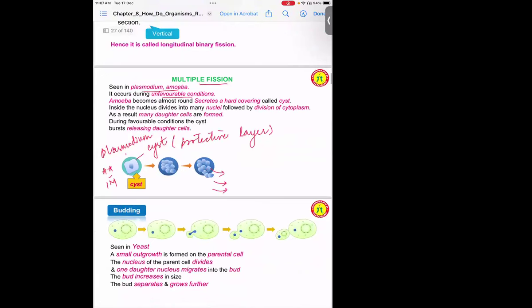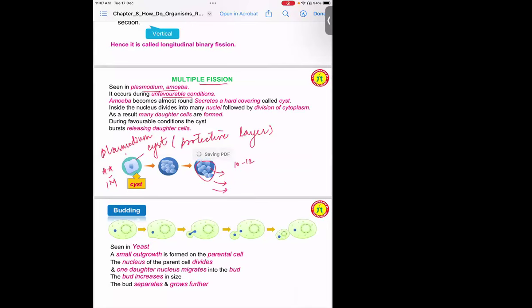It will break down, and almost all the nuclei present inside the cell will start coming out. So you can see in this picture, all the nuclei are coming out. Now each and every nucleus will start growing individually. So that is how multiple fission happens. You can see so many nuclei are there, almost 10 to 12. So here, instead of two, more than two individuals will be formed.